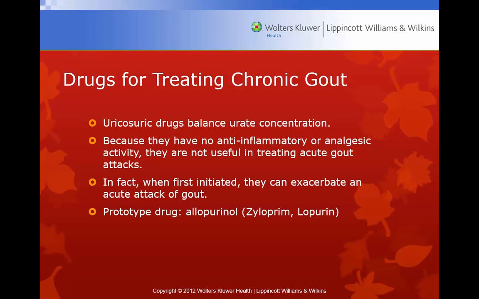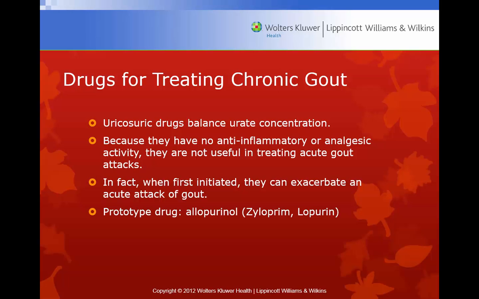Uricosuric drugs balance that urate concentration in the body. Because they have no anti-inflammatory or analgesic activity, they are not useful in treating acute gout attacks. In fact, when they're first initiated, they can exacerbate an acute gout flare. So they're not usually started right when a patient gets their first gout attack. It's going to be after that initial gout attack is over, and then we'll start them on something for chronic gout.